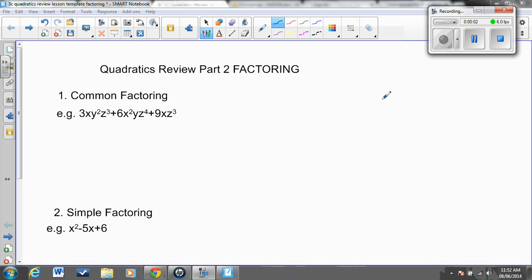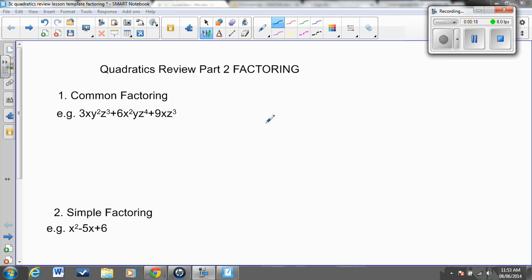This is our Quadratics Review Part 2 for the final exam. The two types of factoring we need to be able to do for the final will be common factoring and simple factoring. The first type, common factoring, we're looking for what's called the greatest common factor.